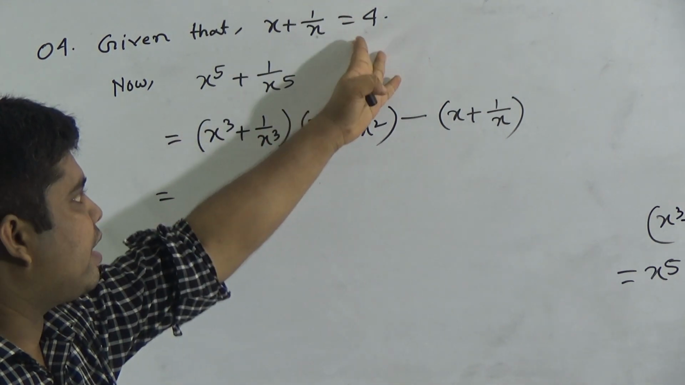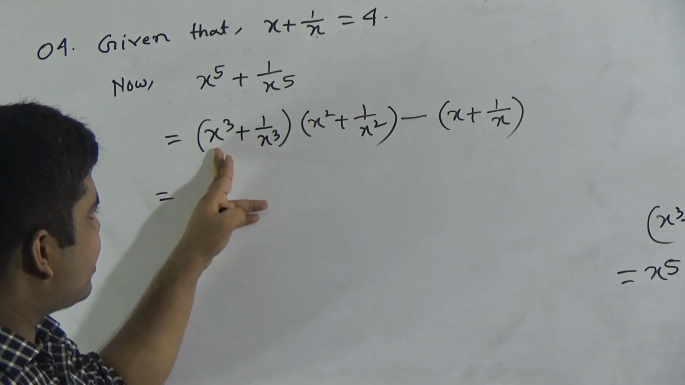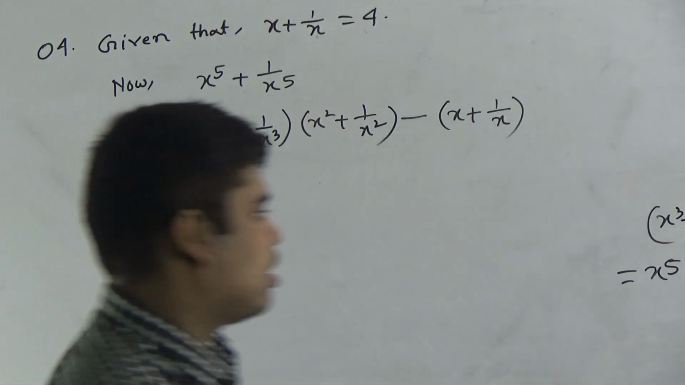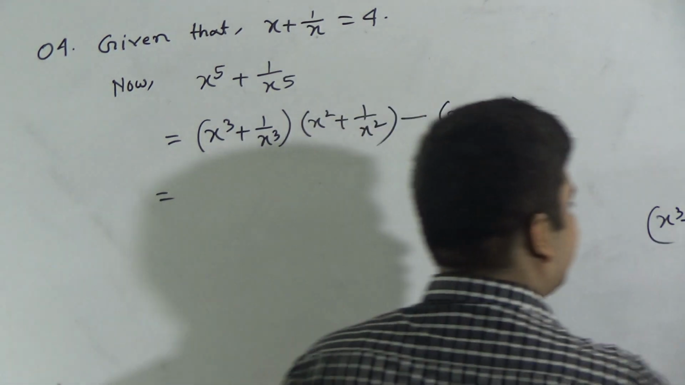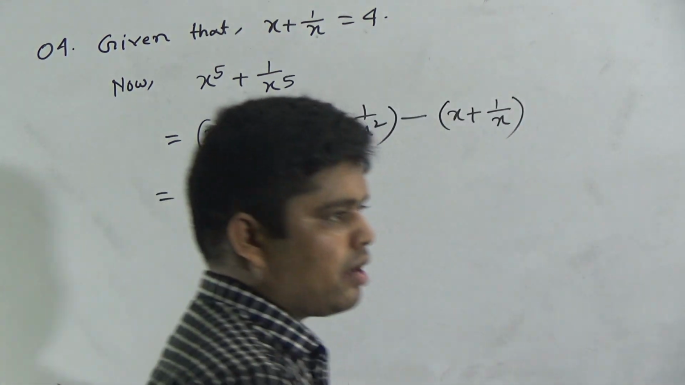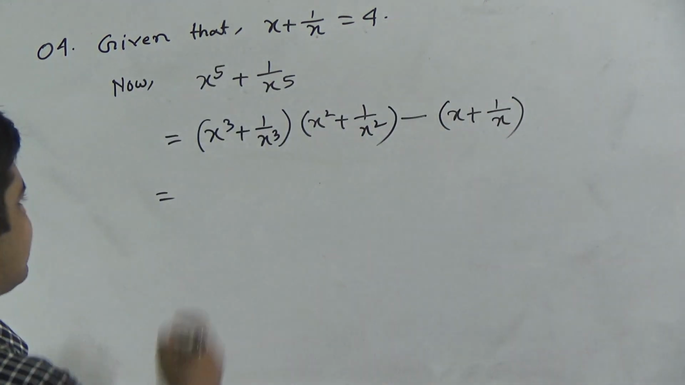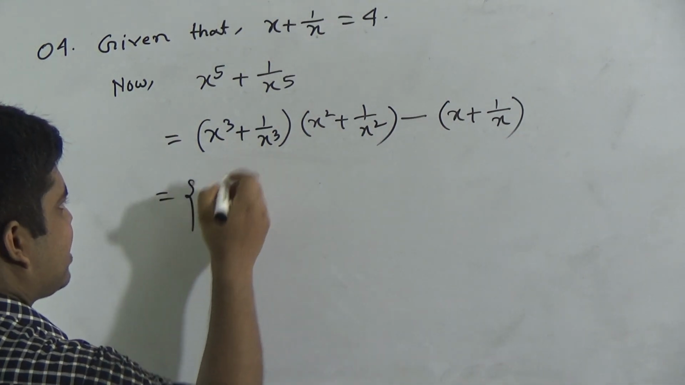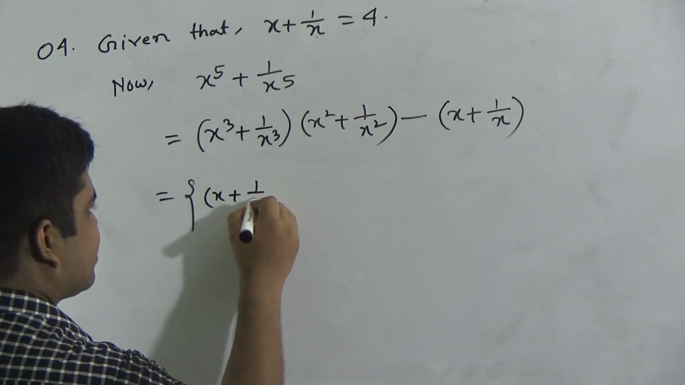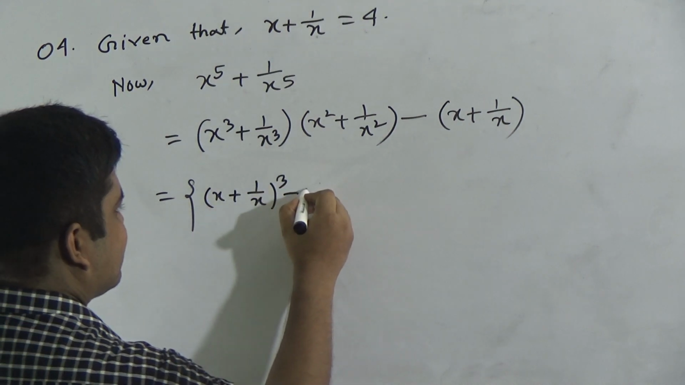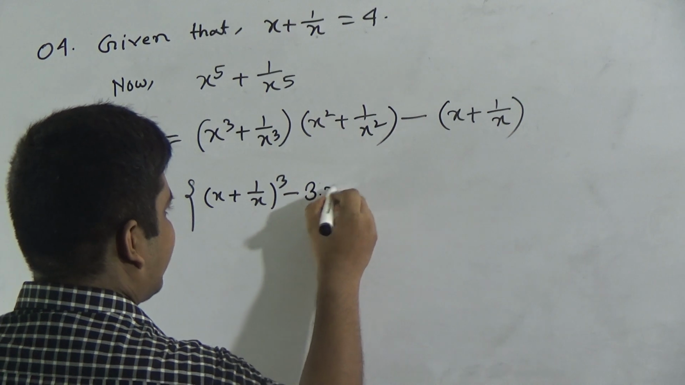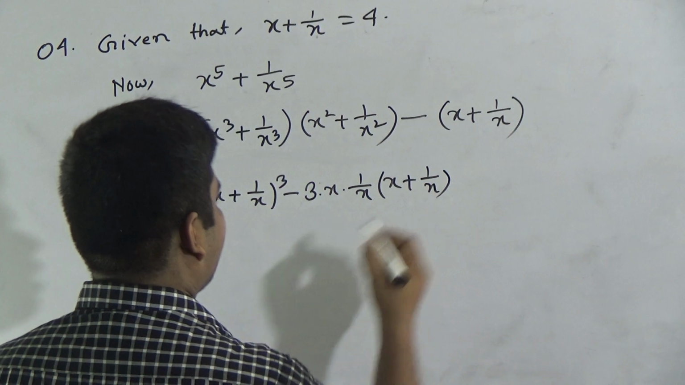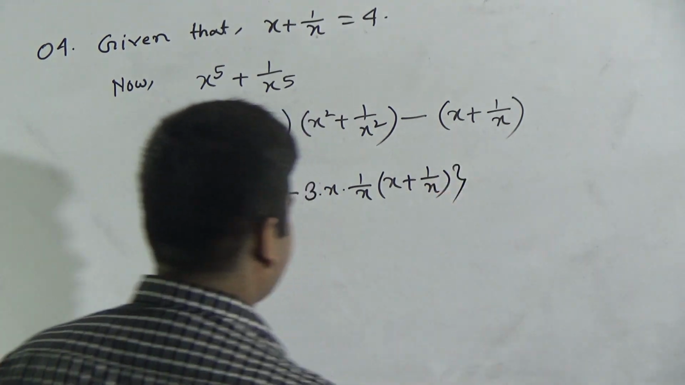By using that value we solve x cube plus 1 by x cube and x square plus 1 by x square. Now we apply the formula of a cube plus b cube and also a square plus b square. Notice, what is the formula of a cube plus b cube? The formula of a cube plus b cube is a plus b the whole cube minus 3 into x into 1 by x, x plus 1 by x. Okay, next, this one is done.